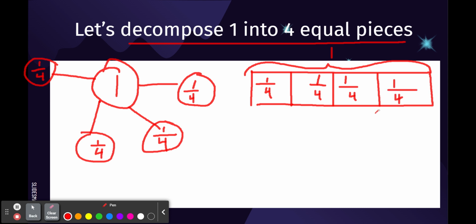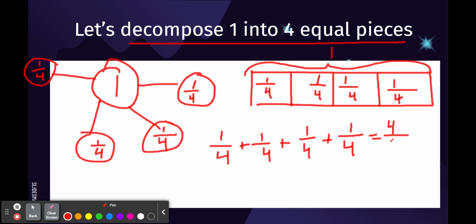Now let's write this with a number sentence. So I have 1/4 plus 1/4 plus 1/4 plus 1/4. And this is going to give me 4/4, which is equal to 1 whole.